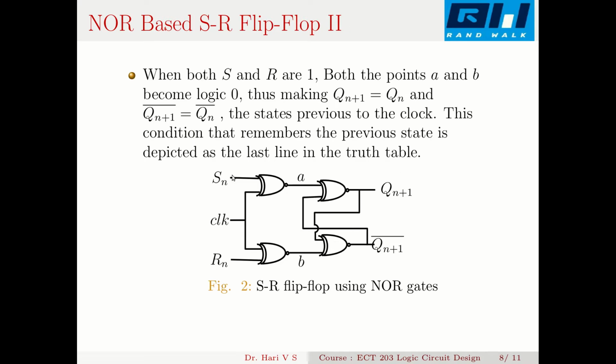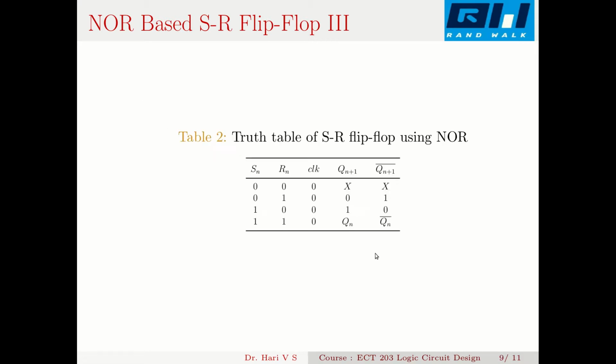With S equal to 0 and R equal to 1 and clock equal to low, when R equal to 1, B becomes a low. When S and clock are low, A becomes a 1. When A becomes a 1, Q output becomes a low. When Q output becomes a low, here two lows come here, that is 0, 0 whole complement, and Q bar becomes a high. So Qn plus 1 becomes a 0 and Qn plus 1 complement is a 1. So this is the reset condition in a SR flip-flop with a NOR.